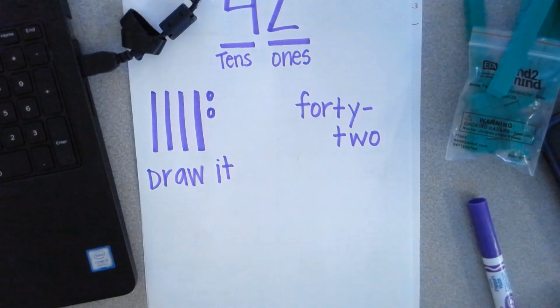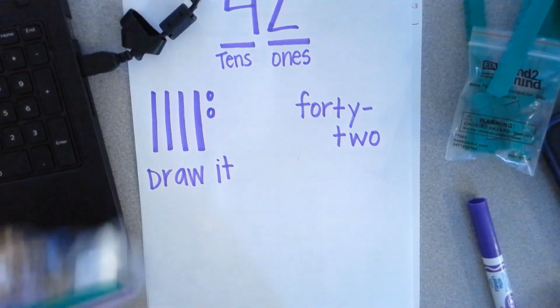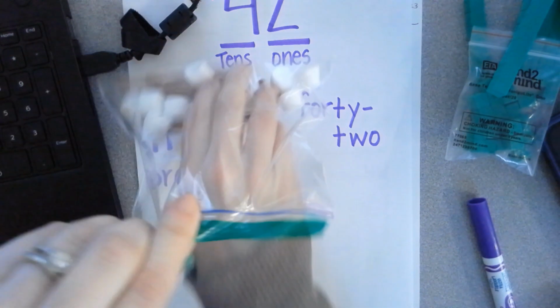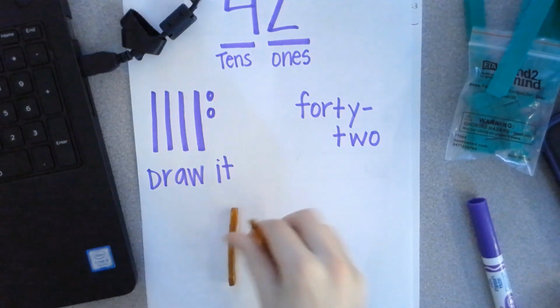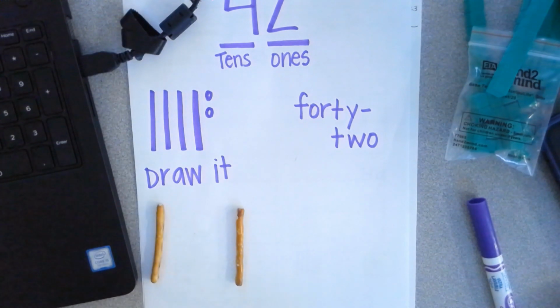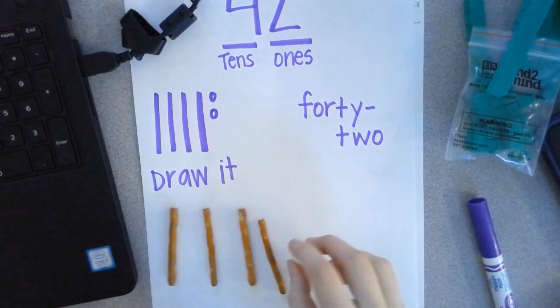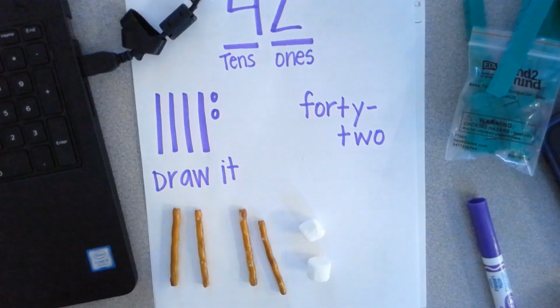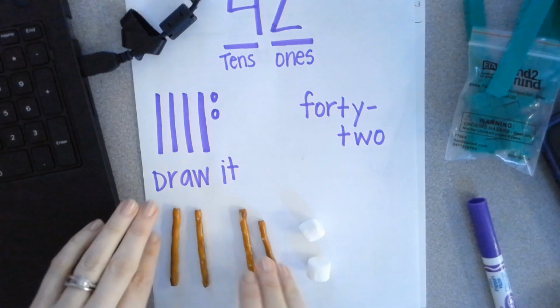But if they were going to build this, they would just do 10, 20, 30, 40, 41, 42. Okay, those marshmallows might be hard to see. I apologize, but that's one way that you can practice building numbers at home.